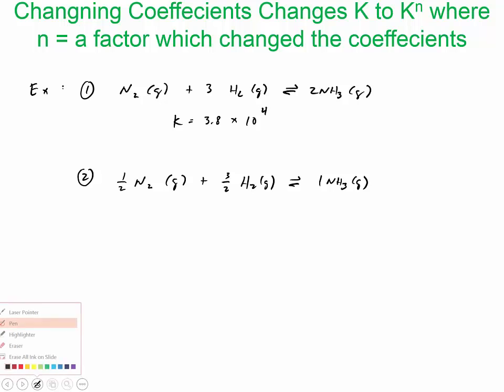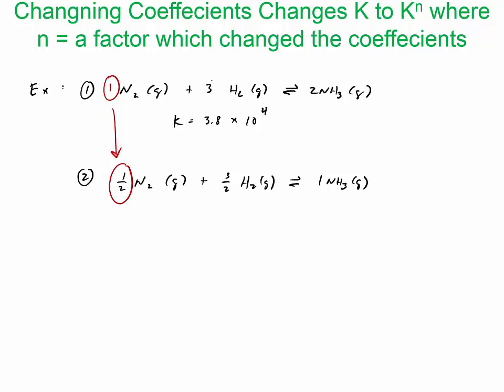Okay, so let's take a look and see what happened to this reaction. This was a 1, and then it changed to a half. Up here it was a 3, and then here it's 3 halves. And for the ammonia, it was a 2, and then it became a 1. So it looks like all of these got divided by 2.